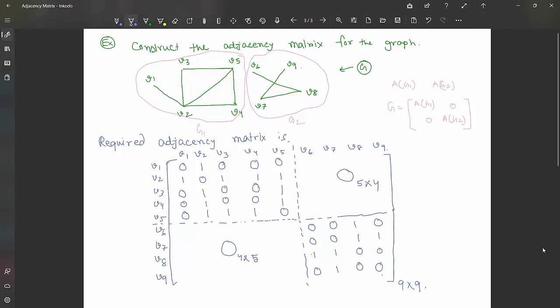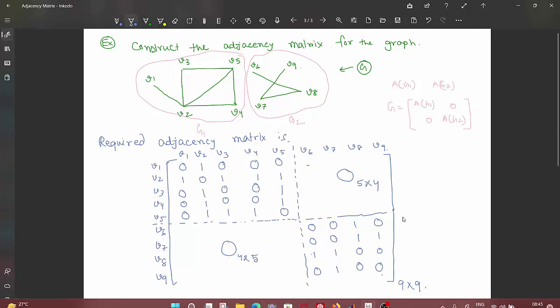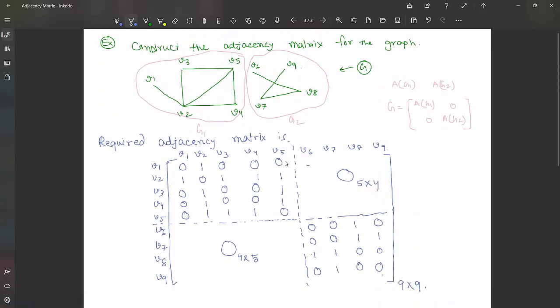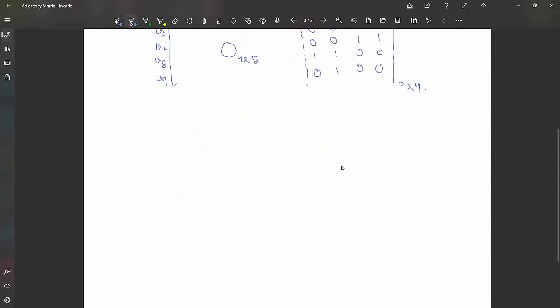You can also fill like this 0 0 0 0, and also you can write down this 0 or null matrix with proper dimension. So this is the required adjacency matrix. So this is the portion where from the graph you have calculated the adjacency matrix. Now in the next problem we will see how to draw the graph from the adjacency matrix.